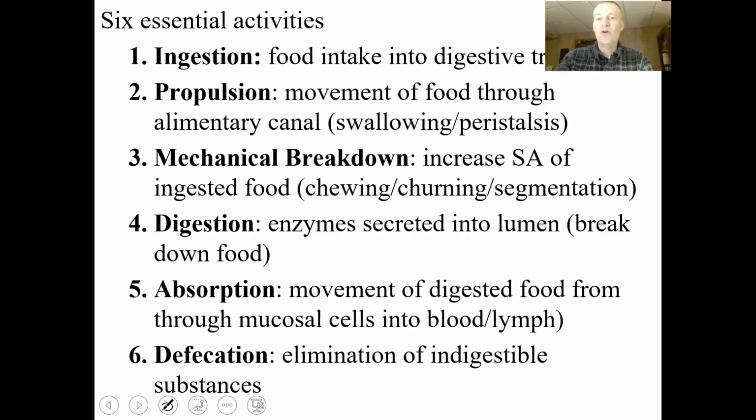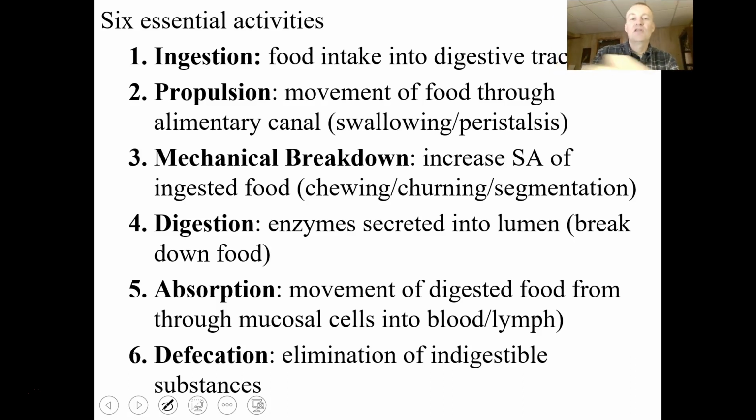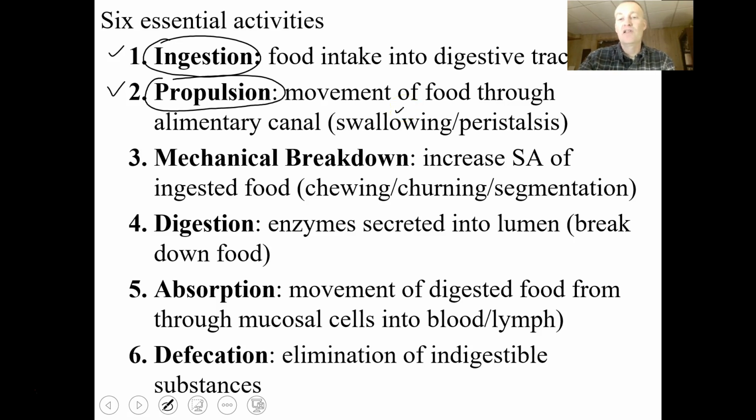Okay, so there are major activities that the digestive system does for us, and I thought I'd just list them here for you. One of the jobs of the digestive system is ingestion. Ingestion is the taking in of food into the digestive tract. So we have certain parts that are made for doing ingestion. We then have propulsion. This is the movement of food through the alimentary canal. So this includes a swallowing reflex, and then peristalsis, which is the rhythmical contraction of the muscle tissue of the digestive tract, pushing food in the right way to go down to be digested.